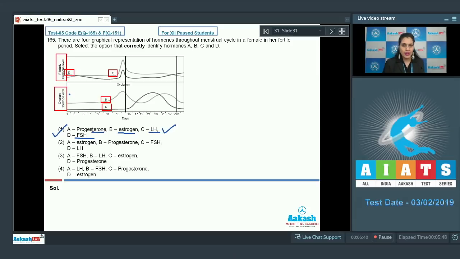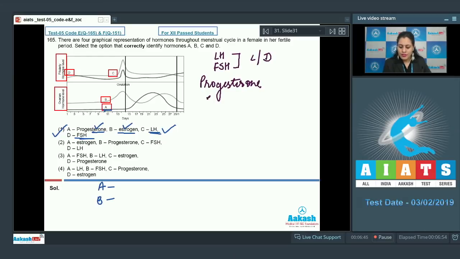Let's take these hormones one by one. The very first hormone is A and then B. These are ovarian hormones, and among the given options we know ovarian hormones are progesterone and estrogen. On the other hand, LH and FSH are anterior pituitary hormones. These are the hormones which are released from the anterior pituitary, which means LH and FSH are either C or D, and progesterone and estrogen represent either A or B.